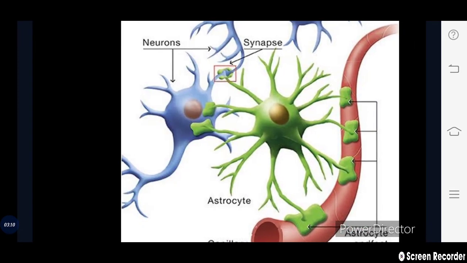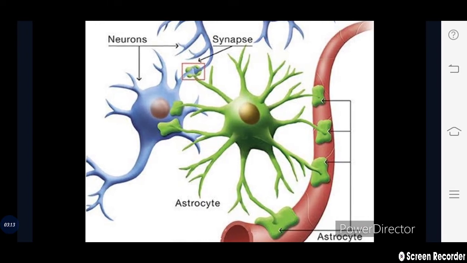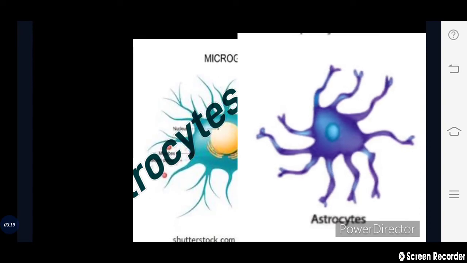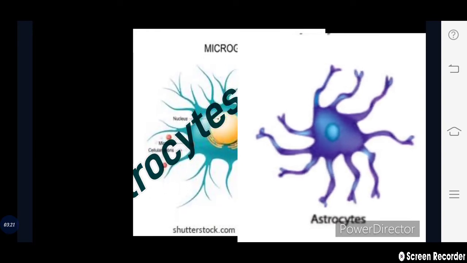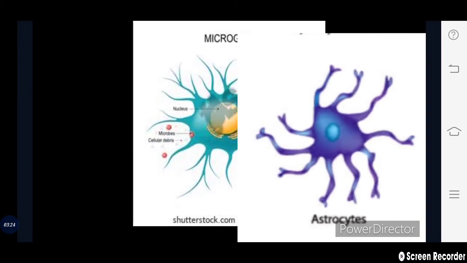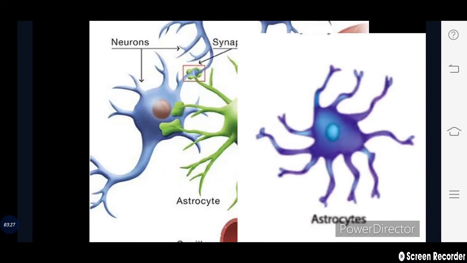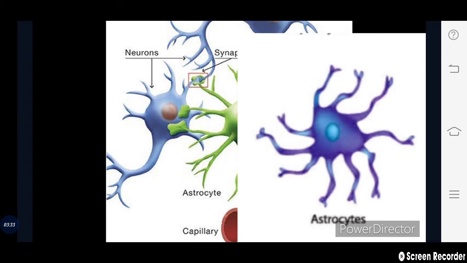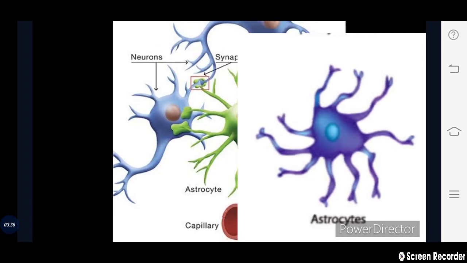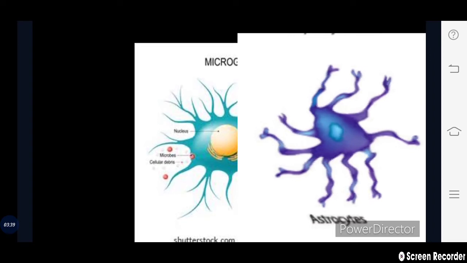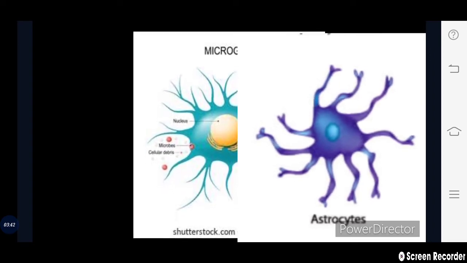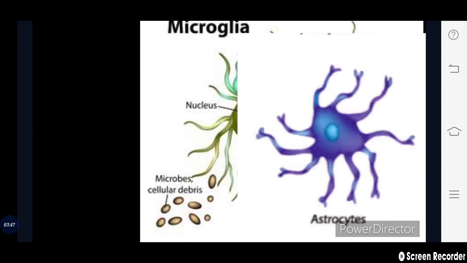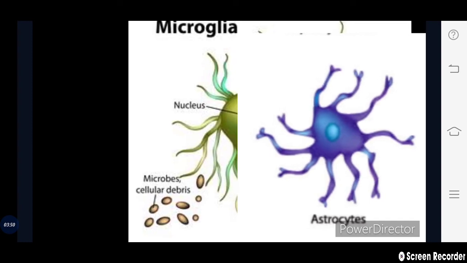Then the third type of neuroglial cells are called astrocytes. These astrocytes are star-shaped cells. They are the most abundant cells of the central nervous system, and astrocytes are functional for the secretion of neurotransmitter. So what is a neurotransmitter? Acetylcholine is a type of neurotransmitter, and for the secretion of neurotransmitter the astrocytes are functional.